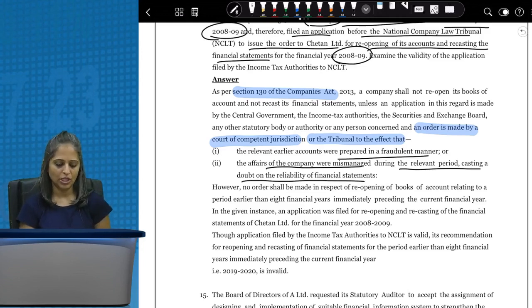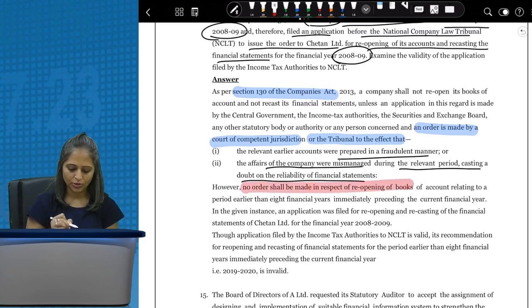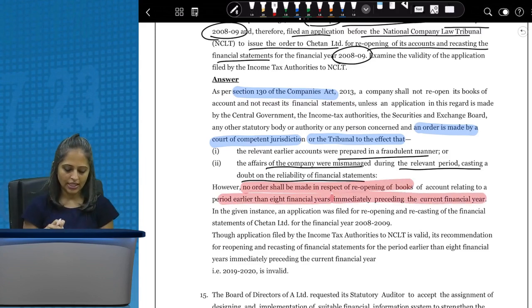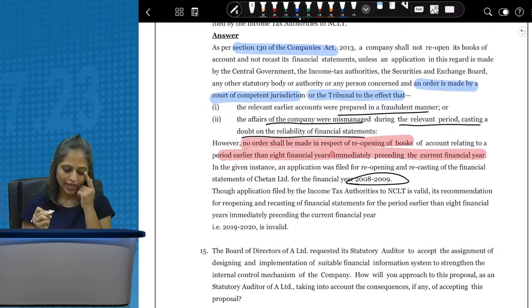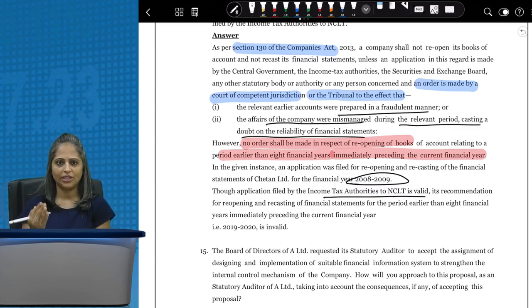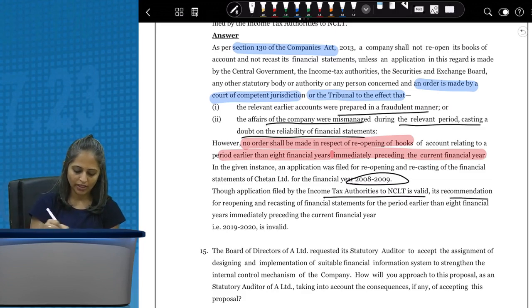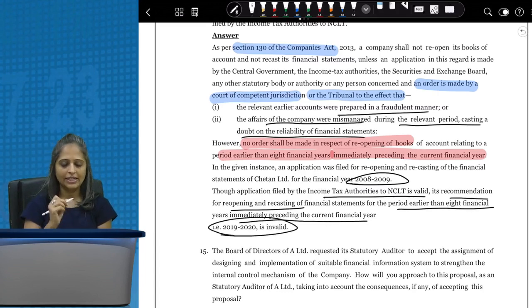So any of these authorities can make an application to the tribunal saying that this is the reason why we are opening it. However, no order shall be made in respect of reopening of books of accounts relating to a period earlier than 8 financial years immediately preceding the current financial year. In the given case, the application for reopening and recasting has been made for the financial year 8-9. Though an application filed by the income tax authorities to NCLT is valid, which is that the income tax authority can make an application to NCLT, its recommendation of reopening and recasting of financial statements for a period earlier than 8 financial years immediately preceding the current financial year, that is 2019-20, is invalid. It cannot open since 8 years have already expired.